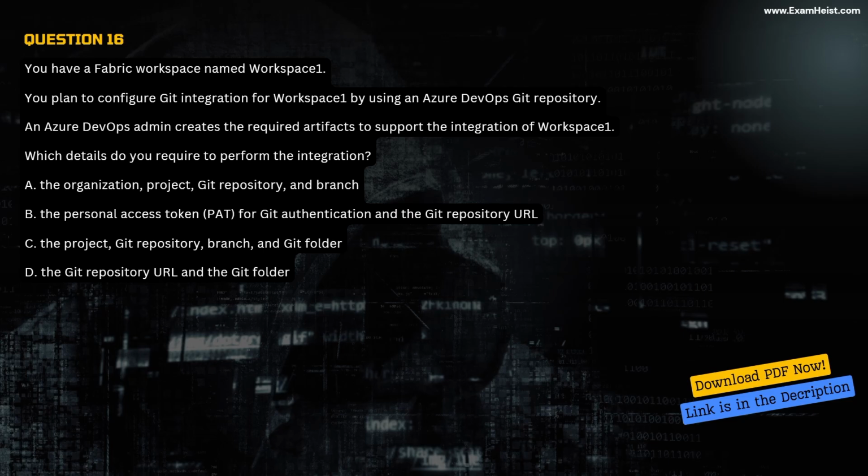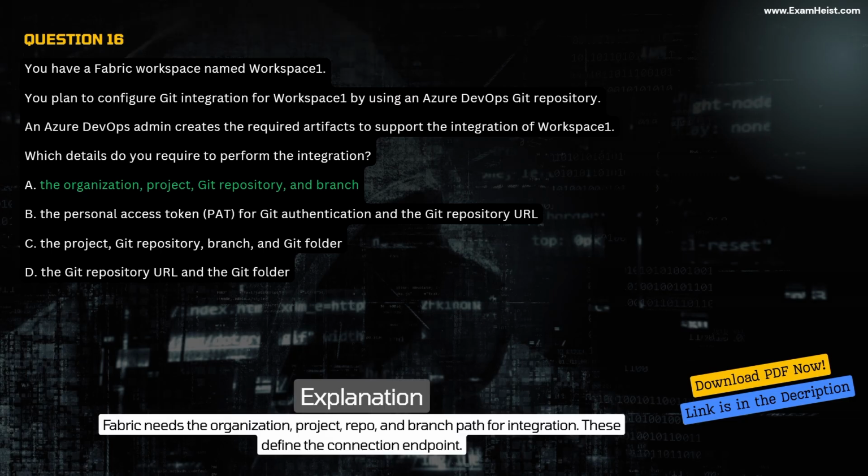B. The personal access token, PAT, for Git authentication and the Git repository URL. C. The project, Git repository, branch, and Git folder. D. The Git repository URL and the Git folder. Correct answer A. The organization, project, Git repository, and branch. Explanation. Fabric needs the organization, project, repo, and branch path for integration. These define the connection endpoint.